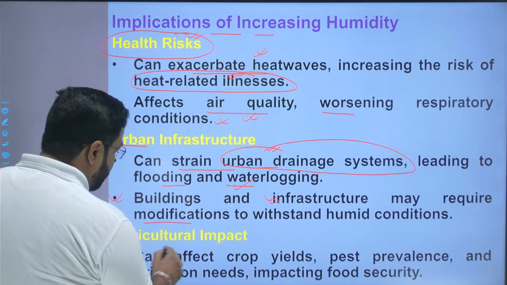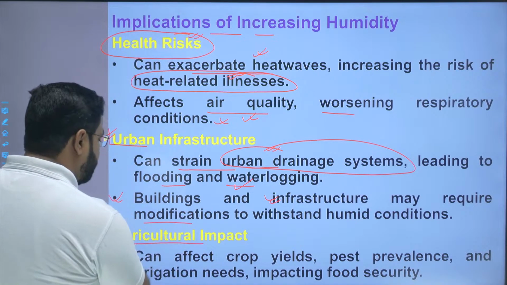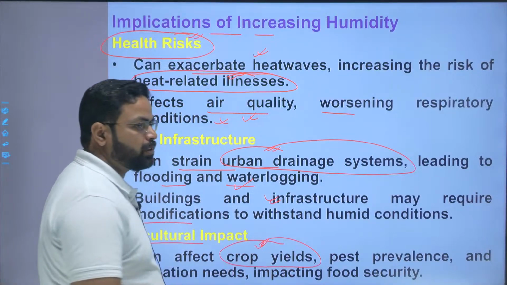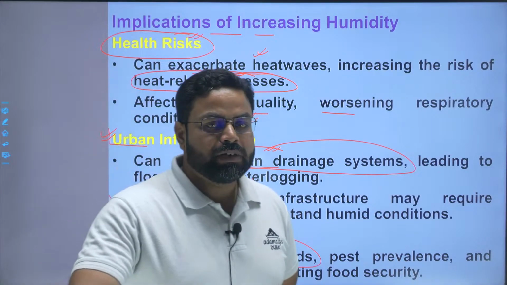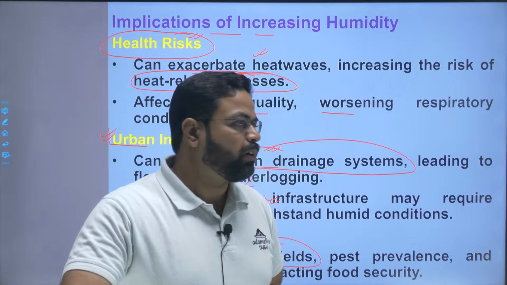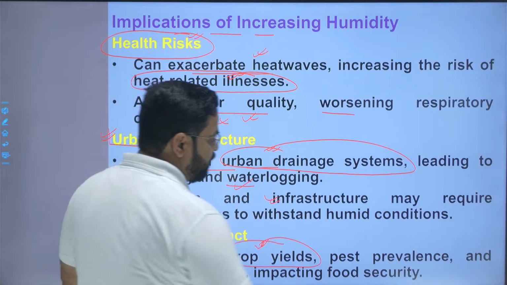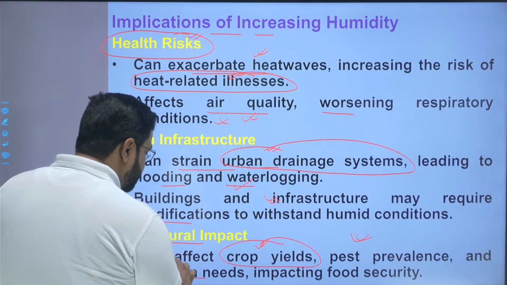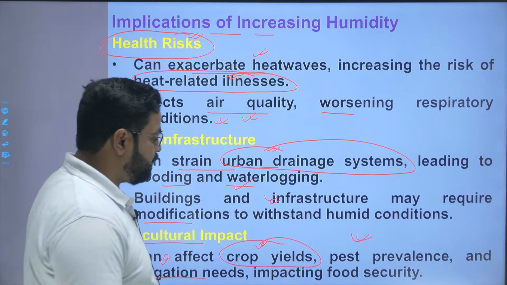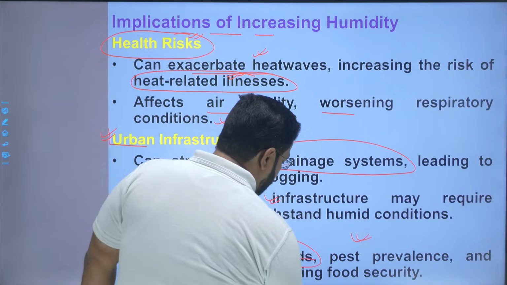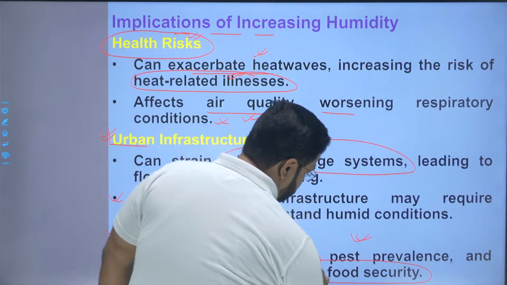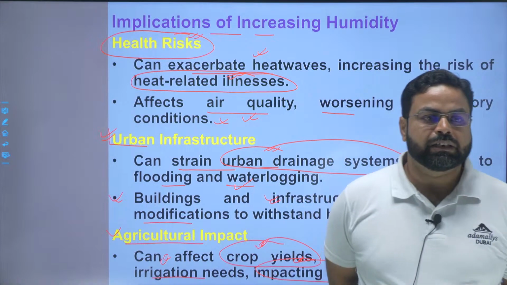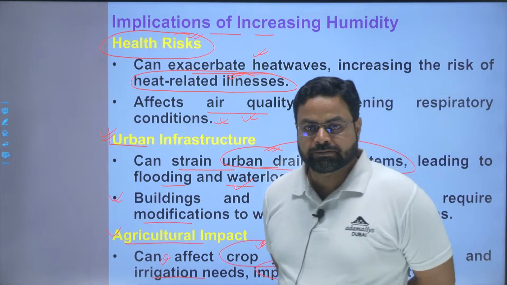Next, there will be an agricultural impact. It can affect the crop yields also. The dry spells will reduce the crop yield, as well as the wet spells will damage the whole crop itself. The prevalence of pests will also increase. Irrigation will be needed during the dry spells, and all this will impact the food security of the people. The food security of the citizens will get impacted due to this, right?